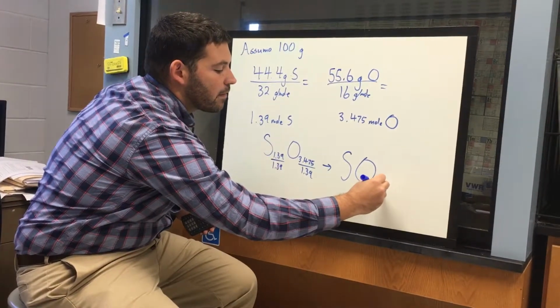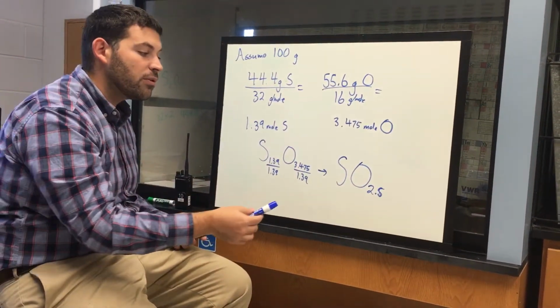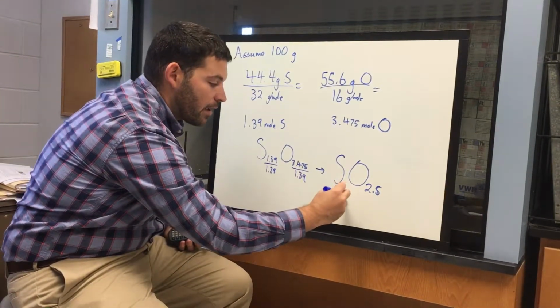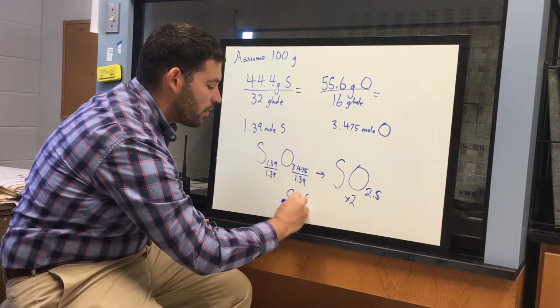2.5. Now again, we need a whole number ratio, so we're going to multiply both subscripts by 2, and that's going to give us our final answer of S2O5.